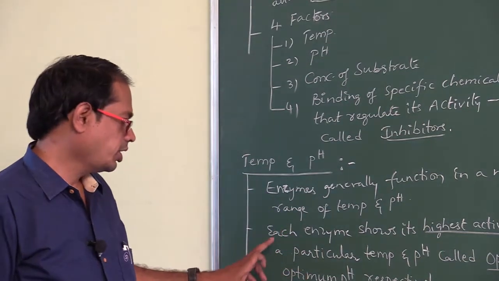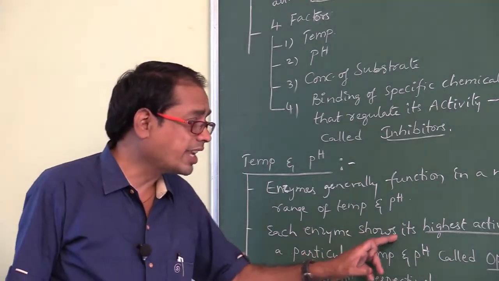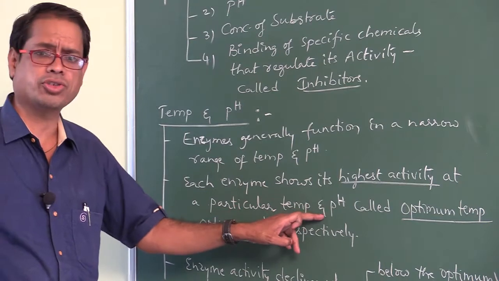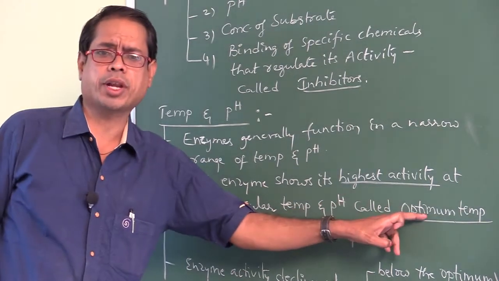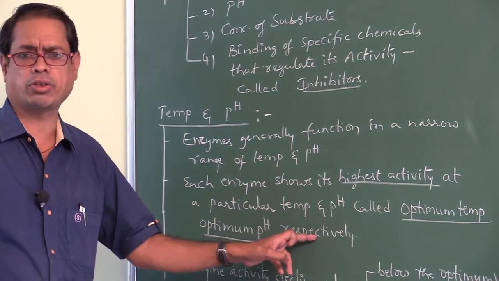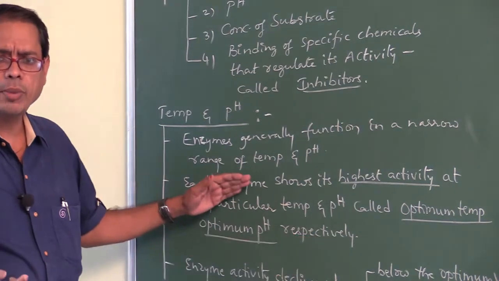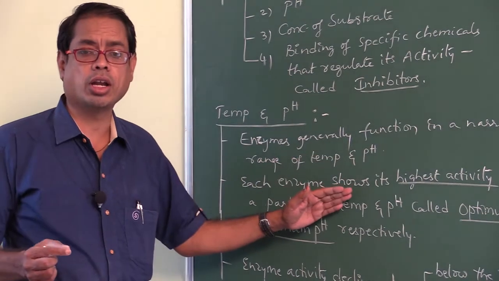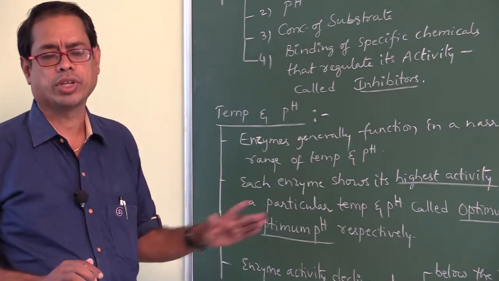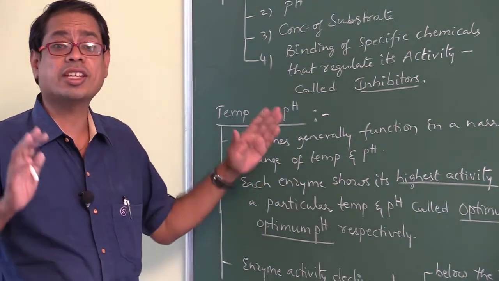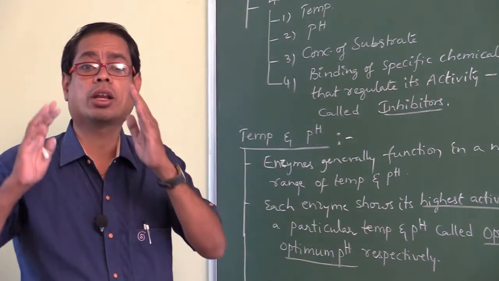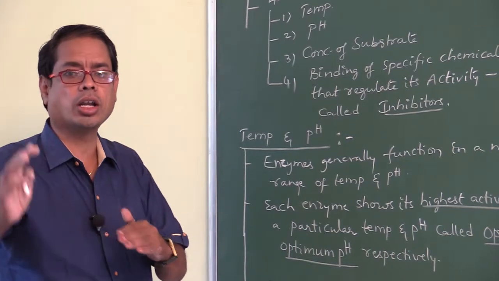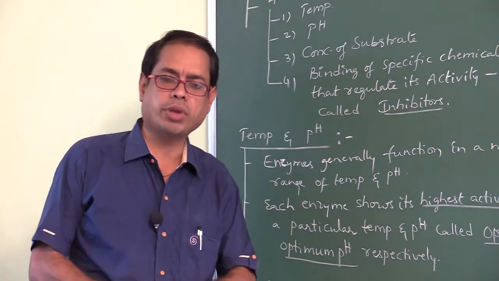So each enzyme shows its highest activity at a particular temperature and pH, called optimum temperature and optimum pH respectively. What does it mean? Enzyme shows its highest activity at a particular temperature called optimum temperature, and at a particular pH called optimum pH. That is the meaning of that.